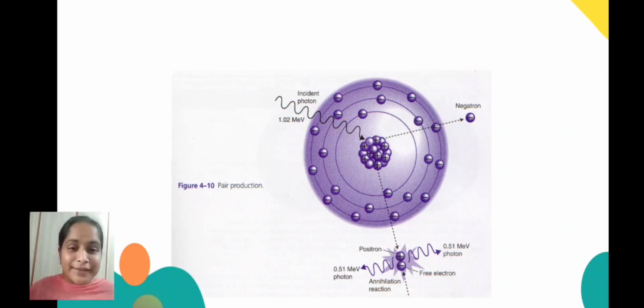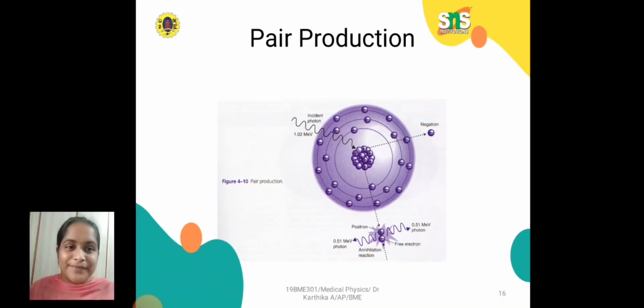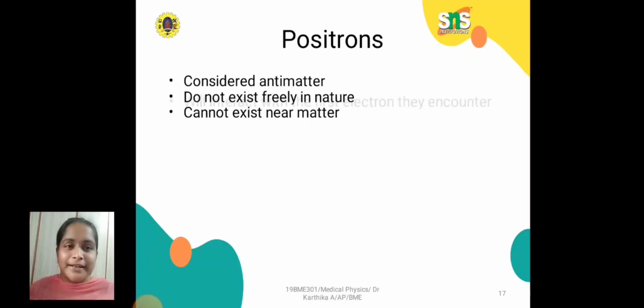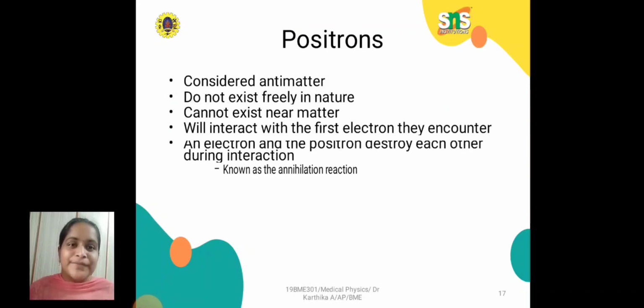Okay, this figure clearly indicates the free electron annihilation reaction, and it also shows the incoming incident photon and the produced negatron and positron. Okay, next one is about positrons. These positrons are considered antimatter and do not exist freely in nature. When an electron and a positron destroy each other during interaction, it is known as annihilation reaction.